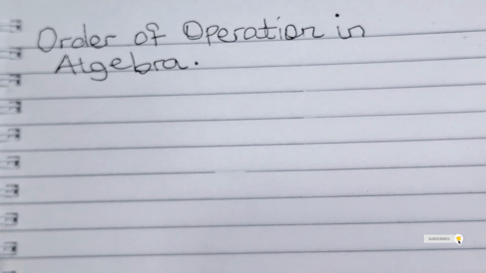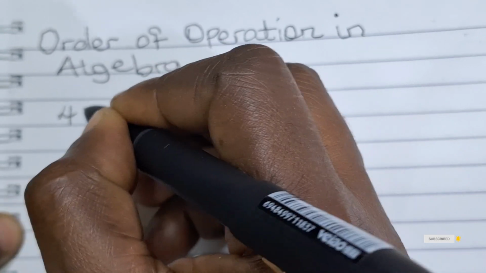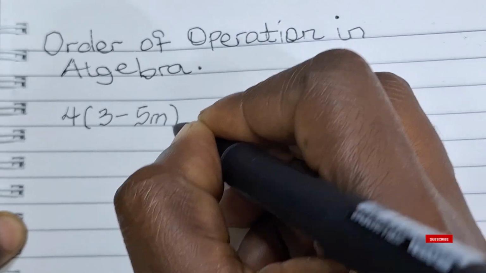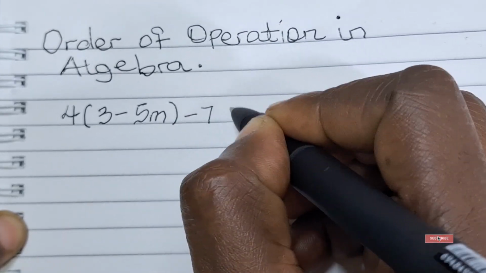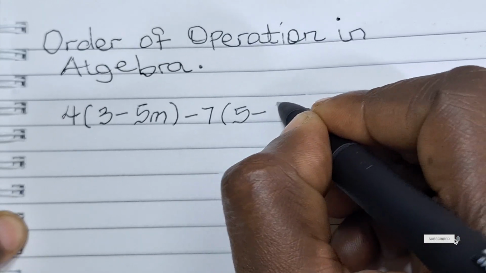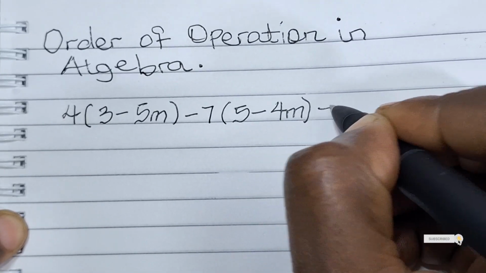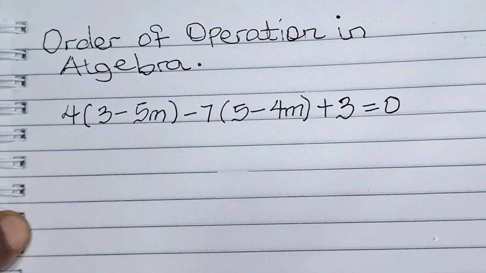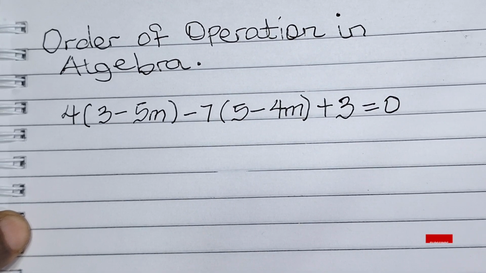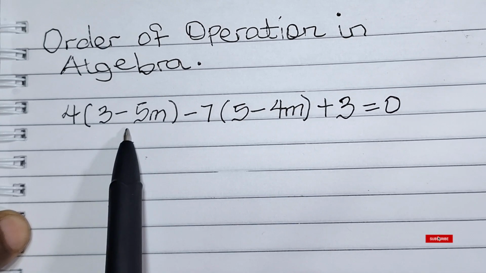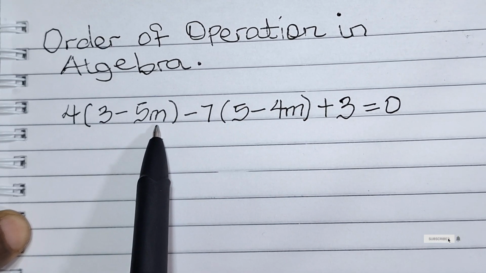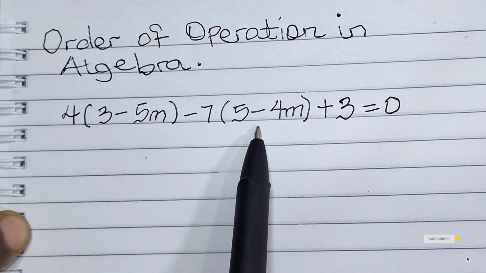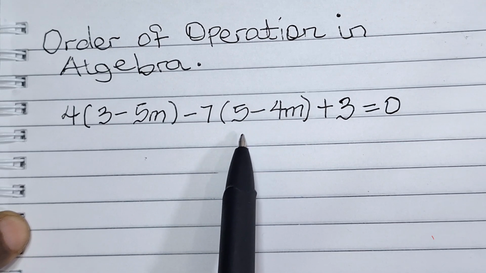First example says 4, open bracket, 3 minus 5m, close your bracket, minus 7, open bracket, 5 minus 4m, close your bracket, plus 3 equals 0. As soon as you see an equation like this, the first thing that comes to mind is, can I sort out things inside the bracket? 3 is a constant, 5m has a variable, so they are not like terms. I can't. For this, I can't simplify as well. So as soon as I'm done doing that, I open up the bracket.